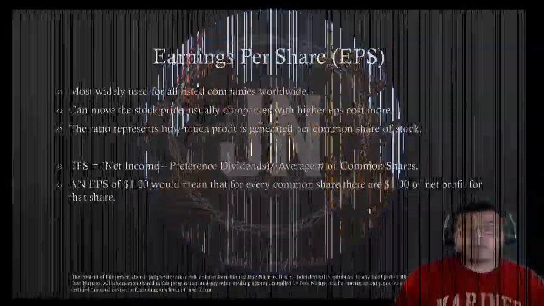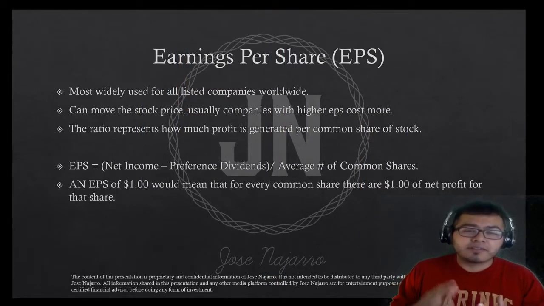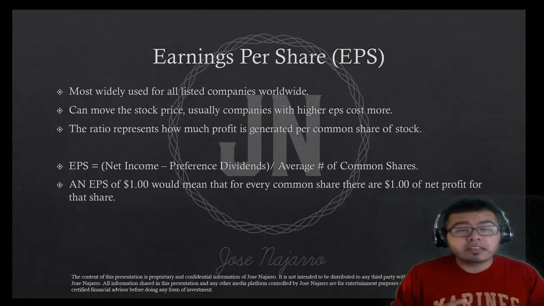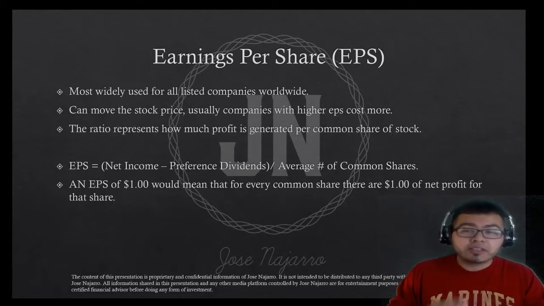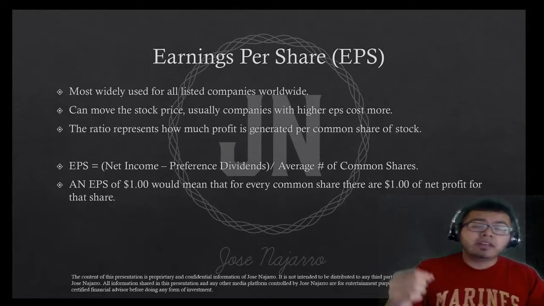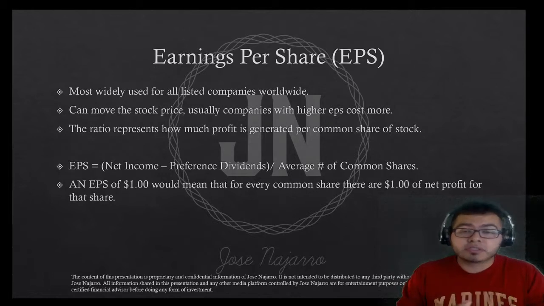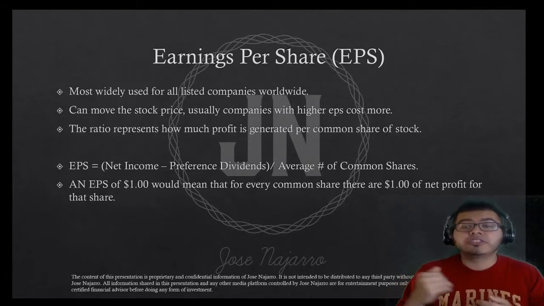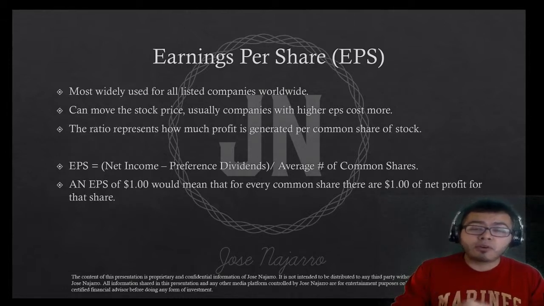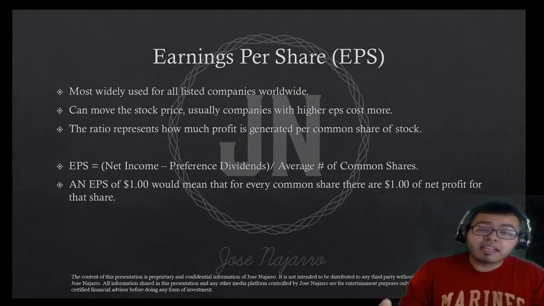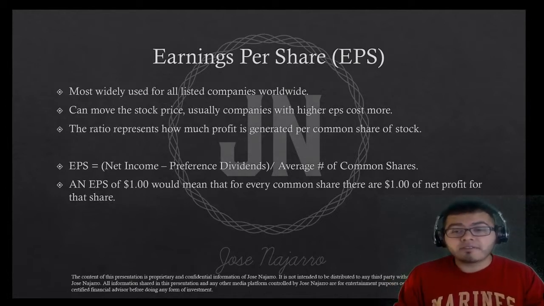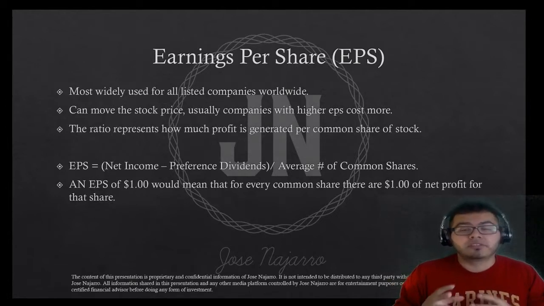The first one I use is not itself a ratio, it's a metric: earnings per share. This is most widely used for all listed companies worldwide, and you can definitely see that this moves the stock price up or down. Usually, companies with higher earnings per share are valued more compared to companies with less earnings per share. The ratio represents how much profit is generated per common share of stock.